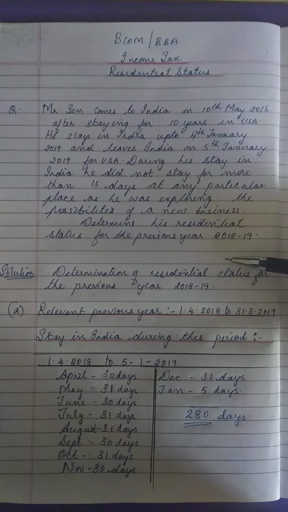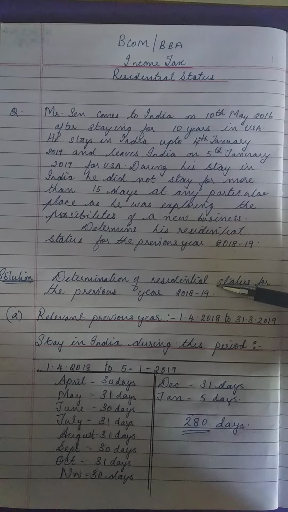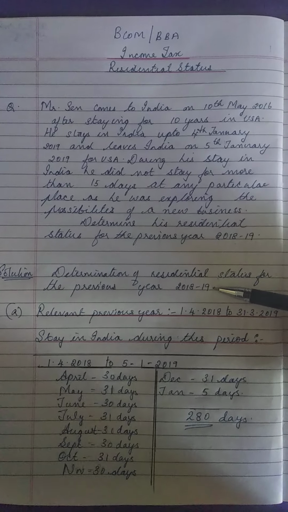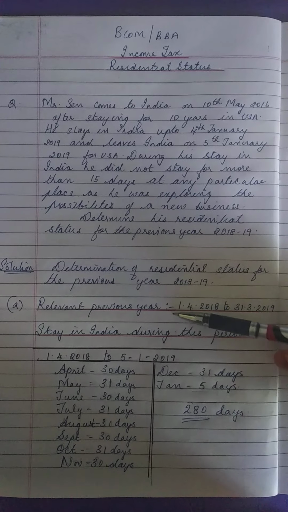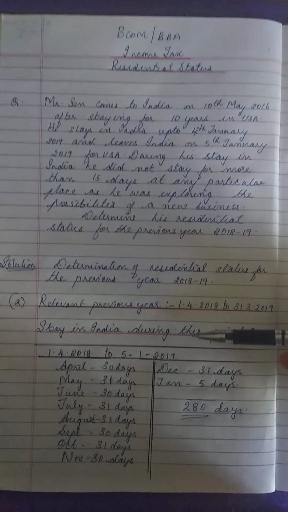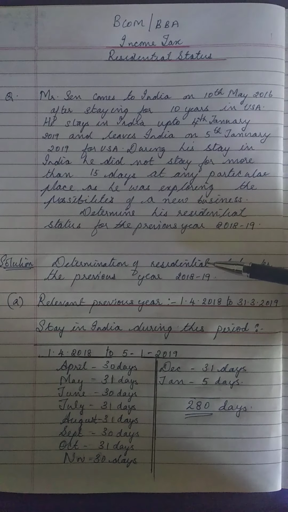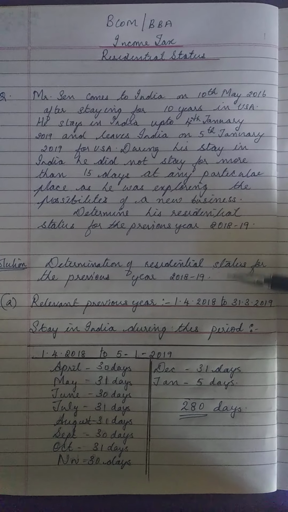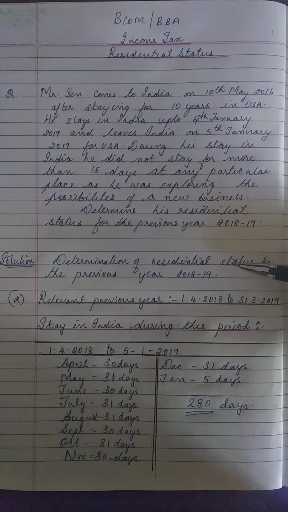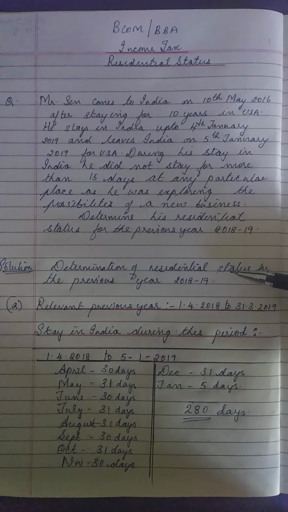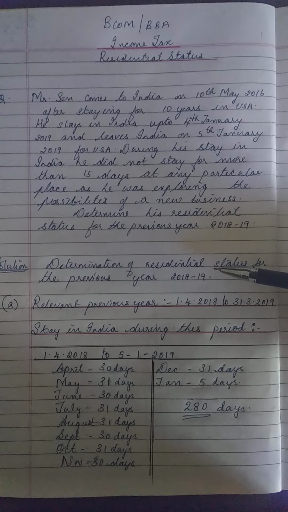Now, how will we do it? The moment you get a question, write down like this: determination of residential status for previous year. What is your previous year? 2018-19. Write that. Now, for the relevant previous year, we have to go for the basic condition as well as the additional condition. In the first video of this residential status, I have explained the problem with writing the basic condition as well as additional condition. So, whoever does not know that, kindly watch that video. So, you'll be understanding what are the basic condition as well as additional conditions.